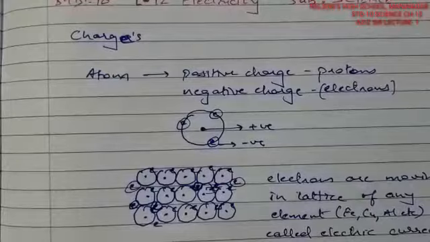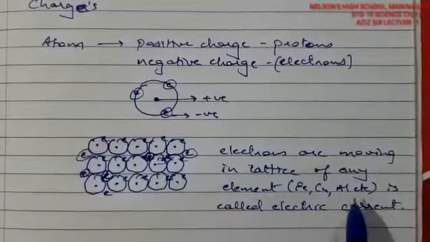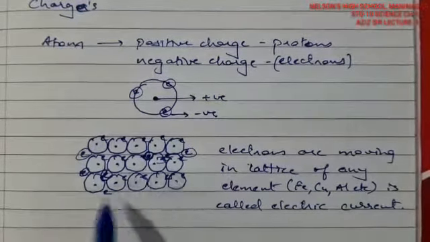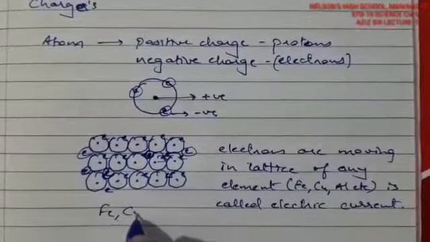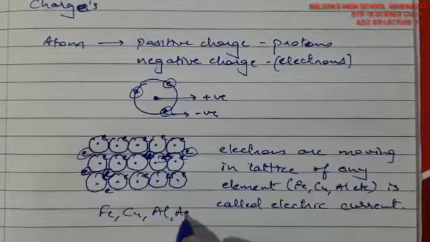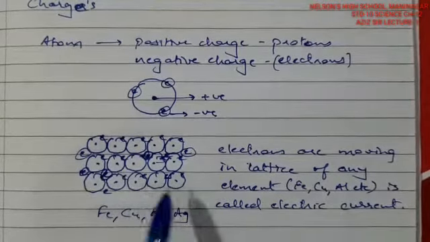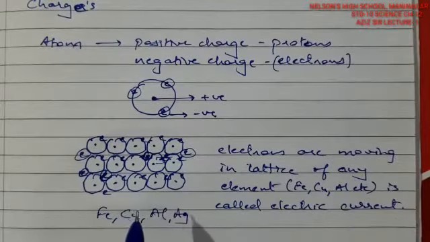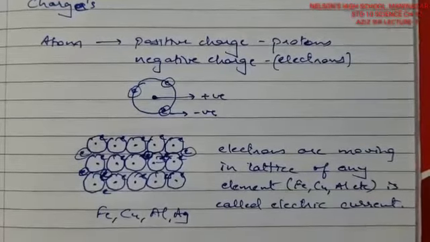Right? So the charges which are moving, the electrons moving in the lattices in an element. This is a structure of an element where all the atoms are, suppose, iron or copper. The element may be iron, maybe copper, maybe aluminium, maybe silver, etc. Any of them. Right? So these are the lattices in which the electrons are capable of moving from one point to another point. So we call this particular flow of electrons an electric current.